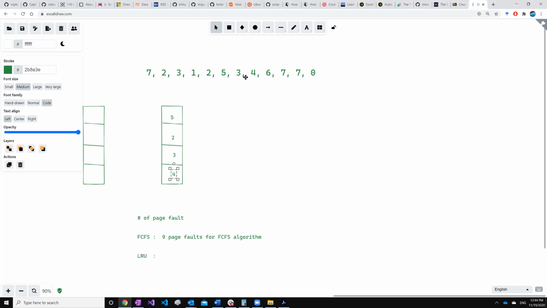Okay, now I'm done with 4. And what's next? Next, you need to deal with the 6 here and take a look. Which element shall I replace with 6? Okay, check the candidates. 5, which is here, 2 before 5, 3 after 5, and 4, the most recently used. So what do you say? You are going to replace 2 with 6.